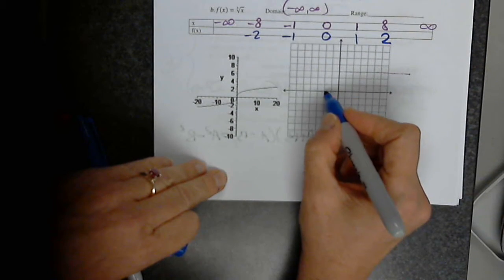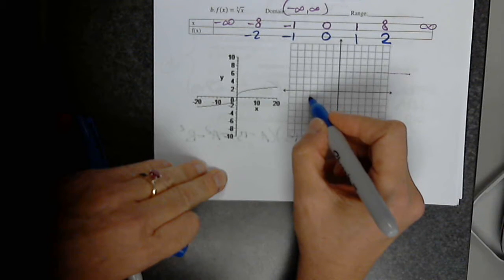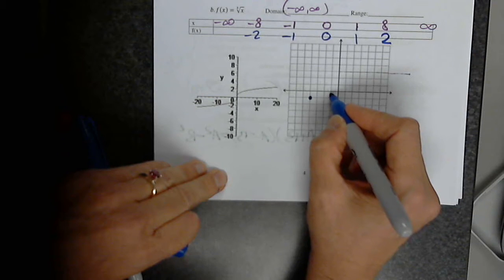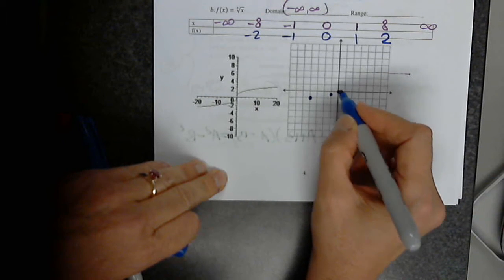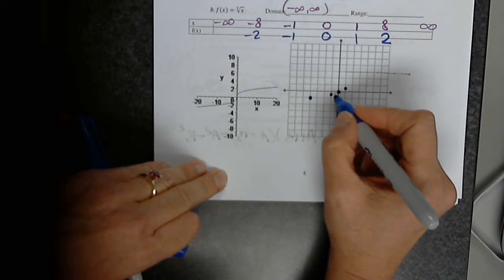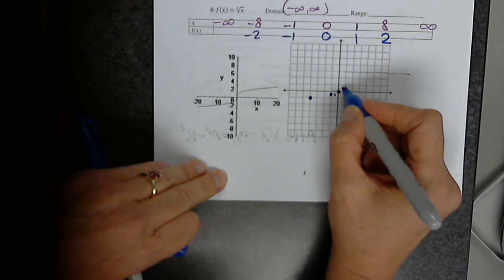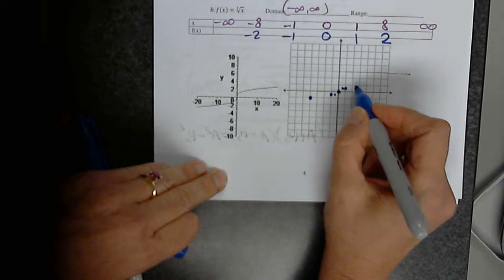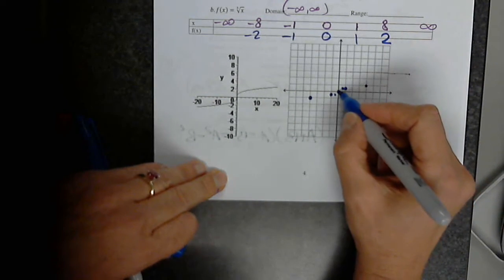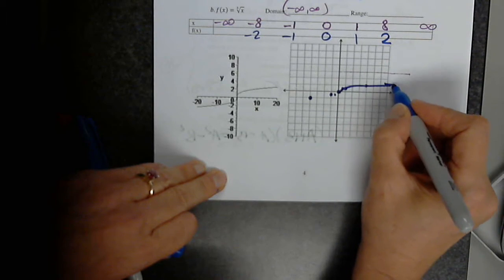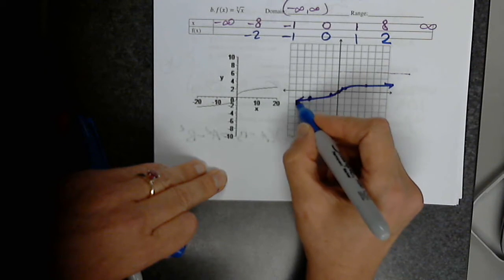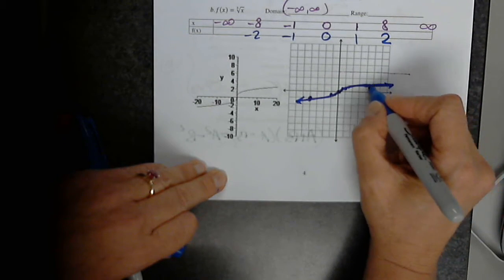Okay, negative 8, negative 2. Negative 1, negative 1. 0, 0. 1, 1. And 8, 2. It's not a straight line. Do not graph it as a straight line. Mine kind of looks like a straight line. It's not.